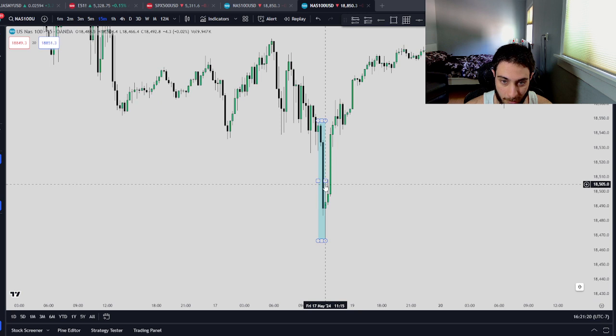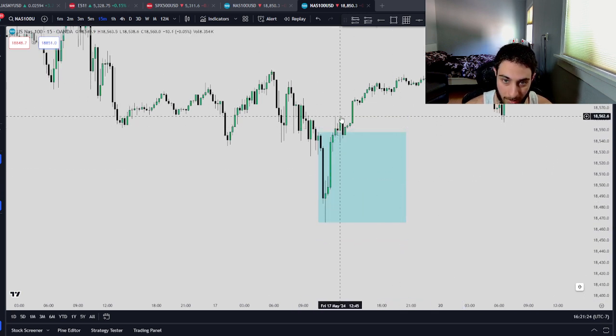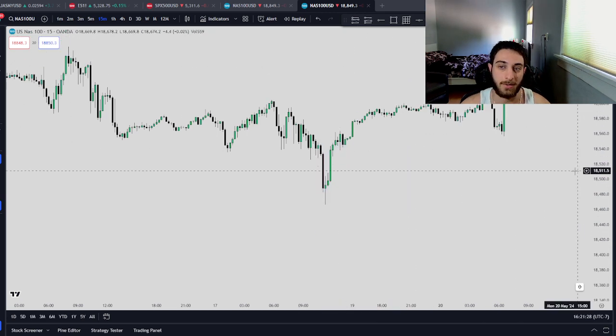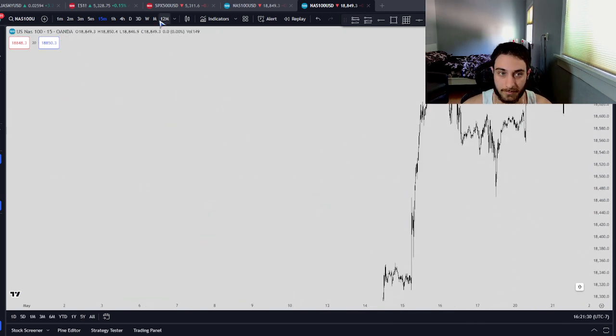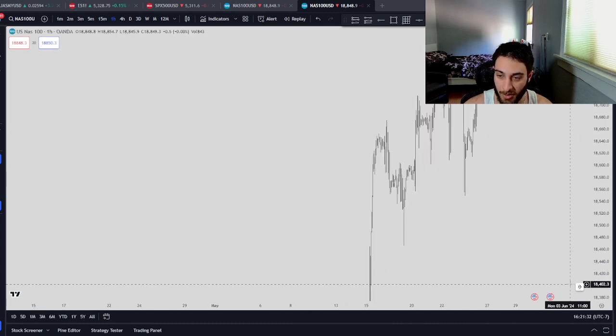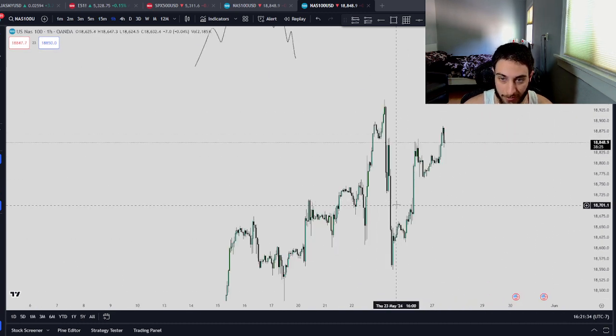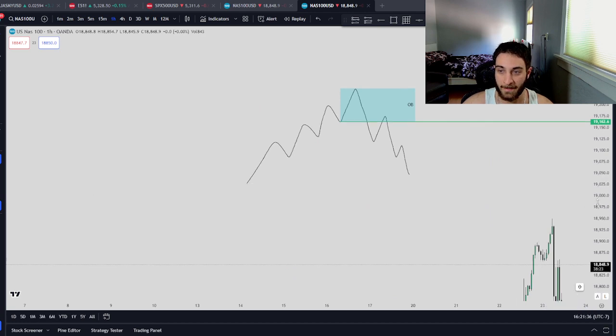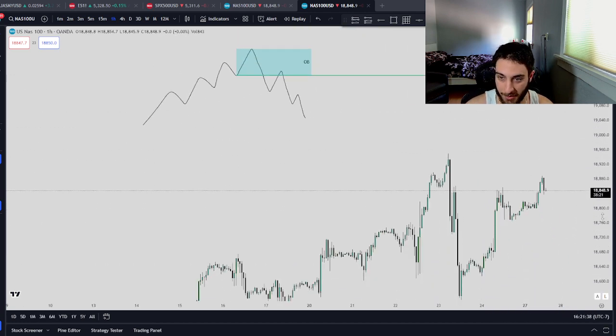Even the weirdest looking order blocks still work. It's all about the concept. Broke out. Tap back in here. Cash entry down here. Ride the wave up. Done. Just pair this up with your other confluences. You can use my confluences, your confluences. The point is that order blocks are a very useful component in finding direction and catching continuations or reversals.